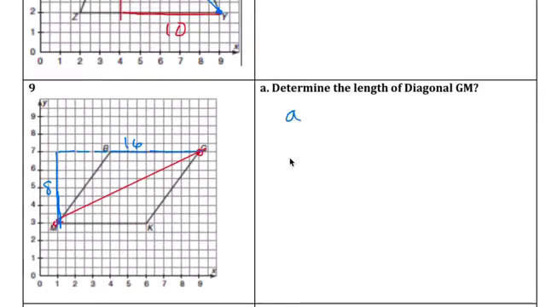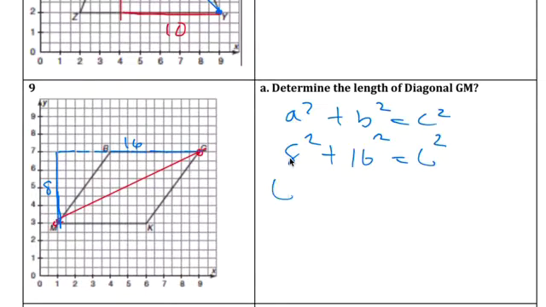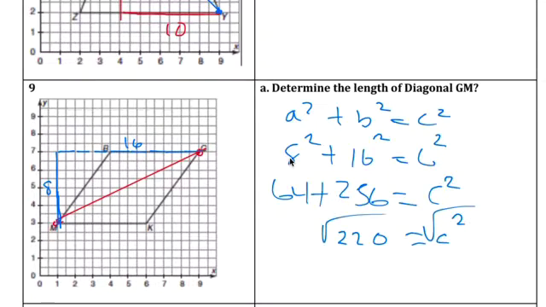So A squared plus B squared equals C squared. 8 squared plus 16 squared equals C squared. 64 plus 16 times 16 is 256 equals C squared. Add that together, get 320 equals C squared. Take the square root of 320.